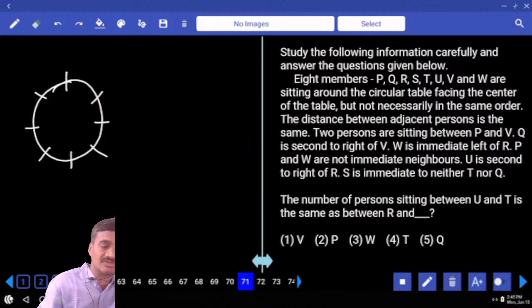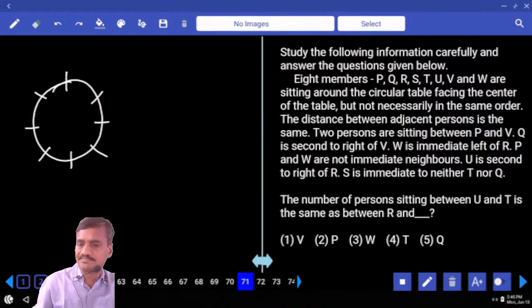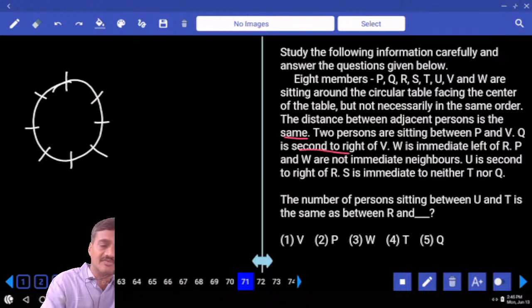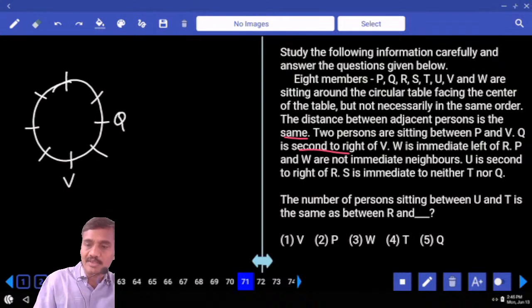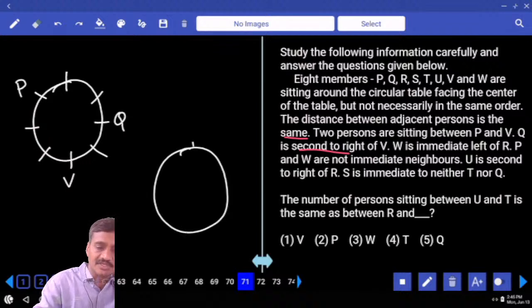Then coming to condition number 1. And 8 members, the distance between adjacent persons is same, and there are 2 persons between P and V. And Q is seated second to the right of V. Hence, I am fixing V at this place. If V is here, Q sits second to the right of V, isn't it? And next one, 2 persons between P and V. How many possibilities we have? 1, 2. P can be either to the left hand side of V or to the right hand side. Hence, there is a second possibility as well. Write down the second possibility.